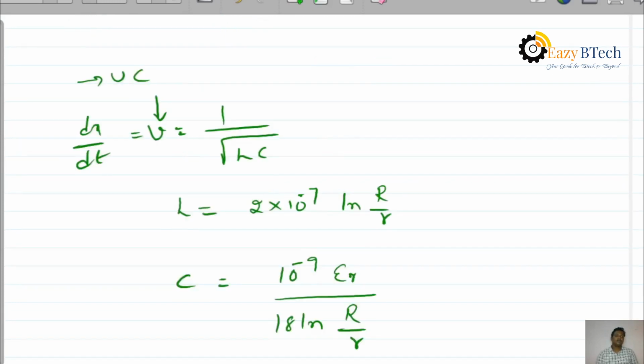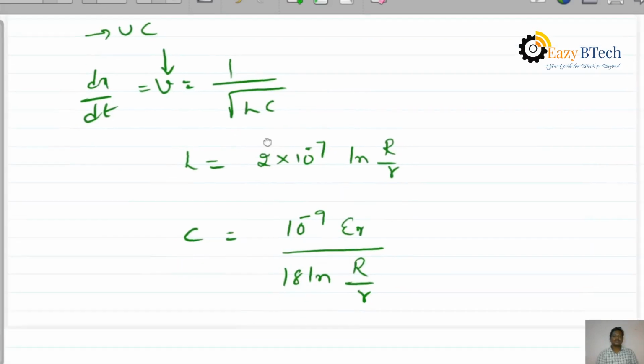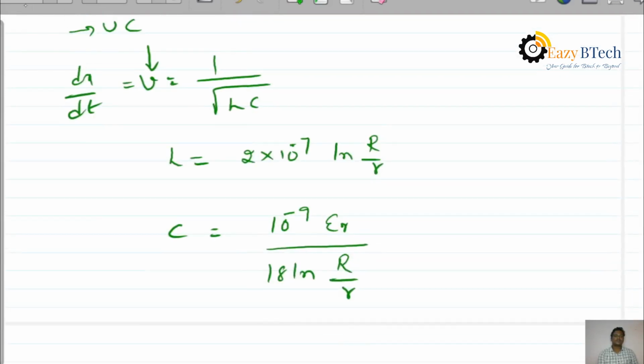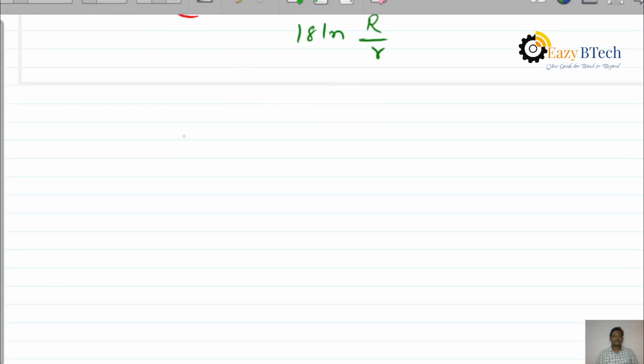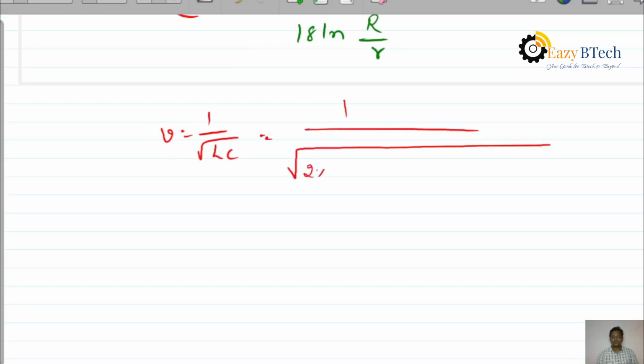Therefore, the L value and C value are substituted in this expression. We get velocity v equals 1 by root LC. This equals 1 by root of 2 into 10 power minus 7 ln capital R by small r.